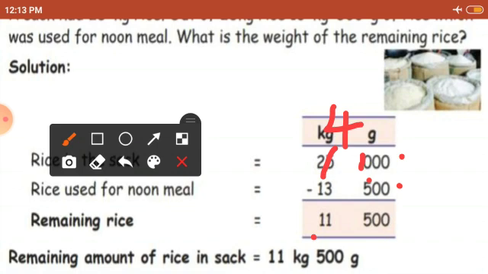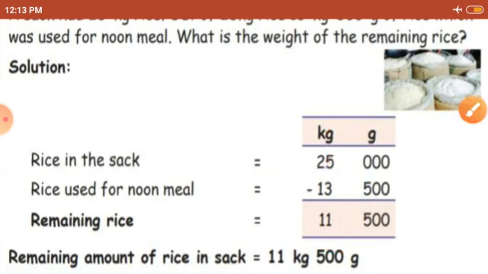So now what you got in kilograms place? It is 11. And what you got in grams place? It is 500. So what is the answer? 11 kilogram 500 gram. So remaining amount of rice in sack equal to 11 kilogram 500 gram.